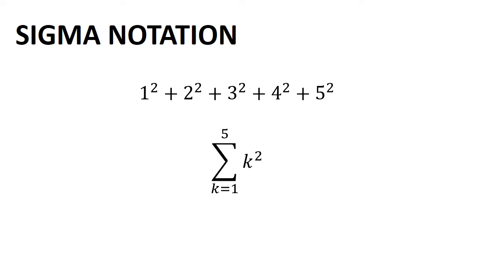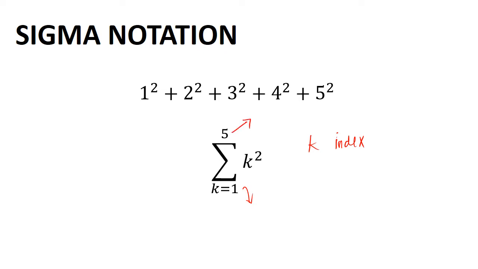K, yung nagbabago, ang tawag natin doon, the letter K is called index, although it's not always K. You can change the index to any variable or letter that you want. But for this example, I used k, the lower limit 1, the upper limit 5.